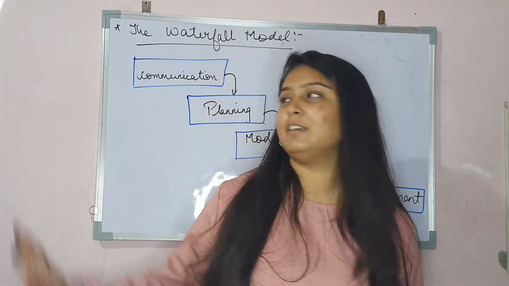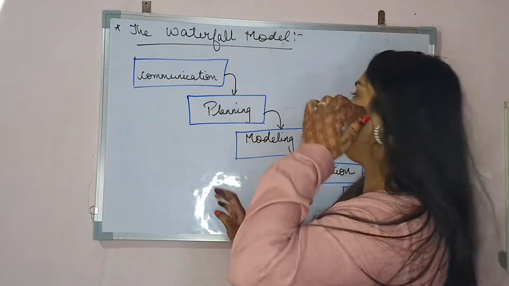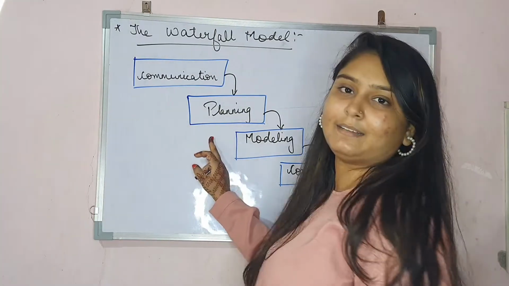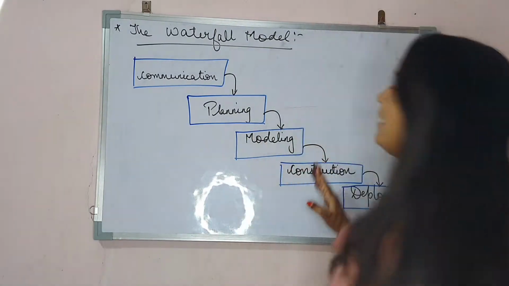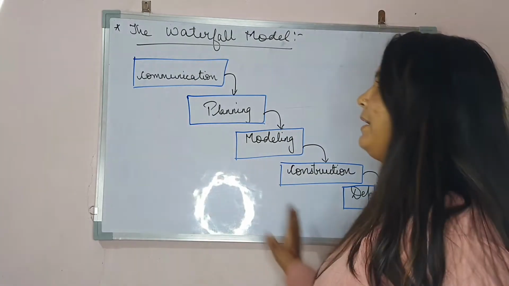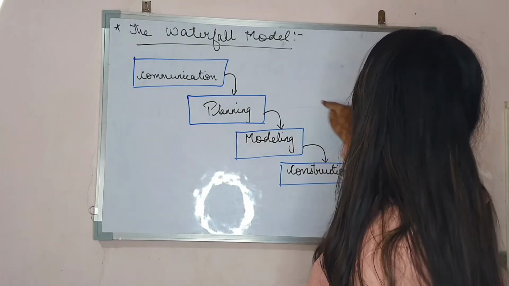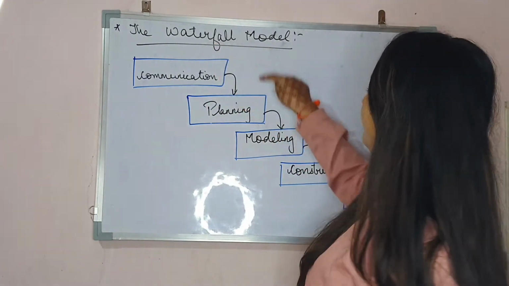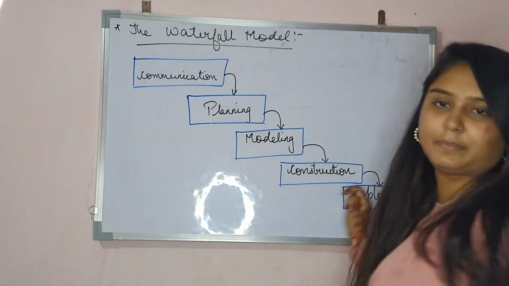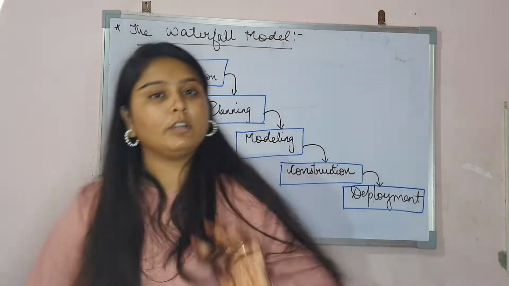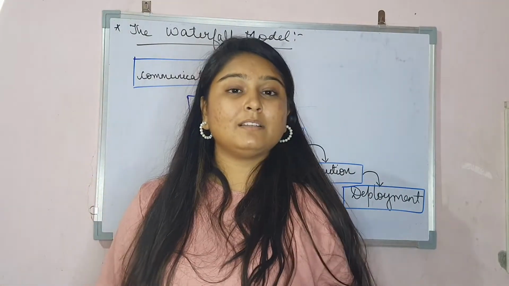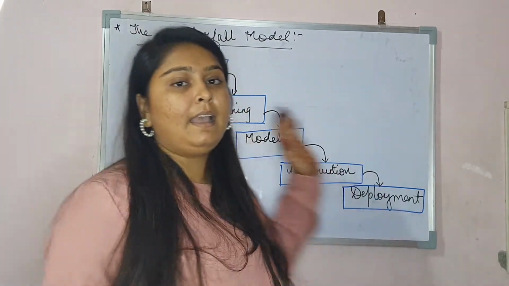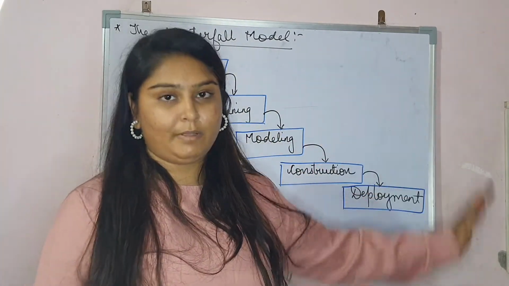too. So here, as you can see in the diagram, first of all communication is there, thereafter planning, thereafter modeling, thereafter construction and then deployment. After one step is done, one by one we need to go on to the next step. So this is how the waterfall model works. That is why it is known as a linear sequential model. It goes linearly one after another in sequence, right?